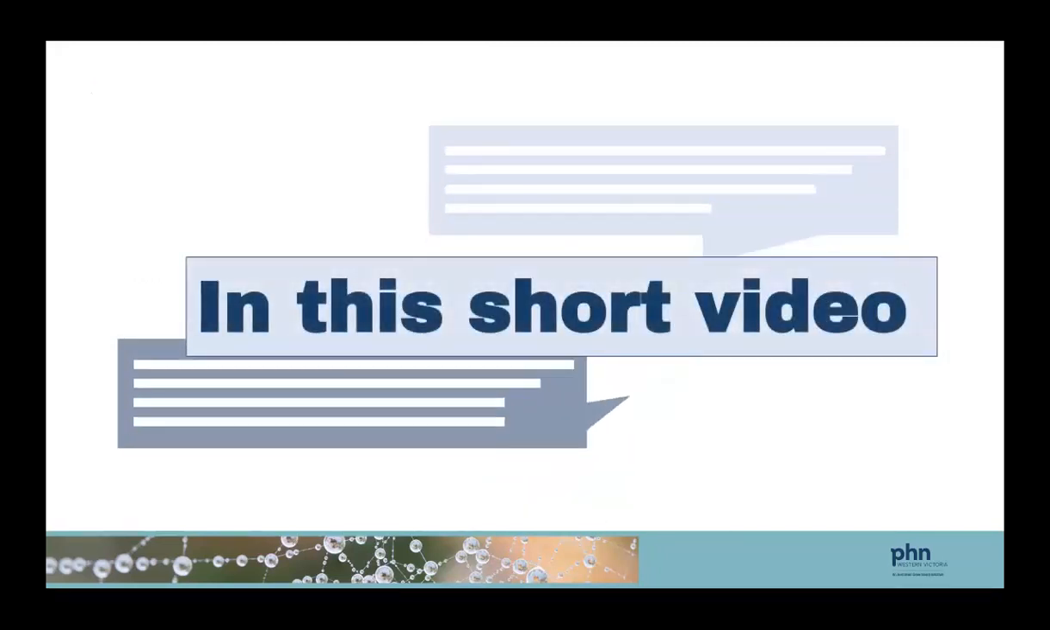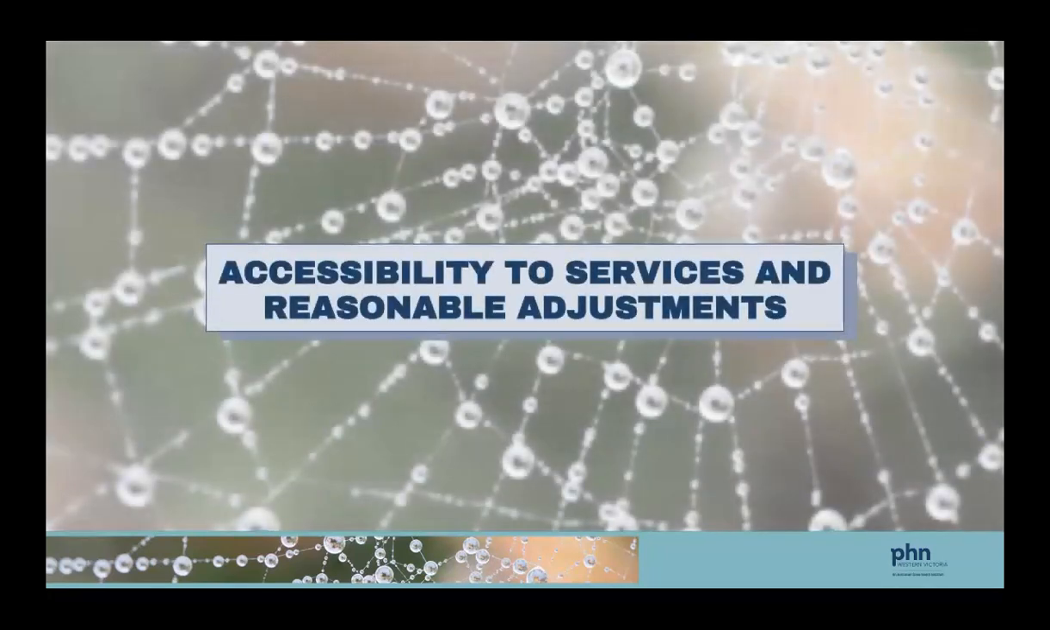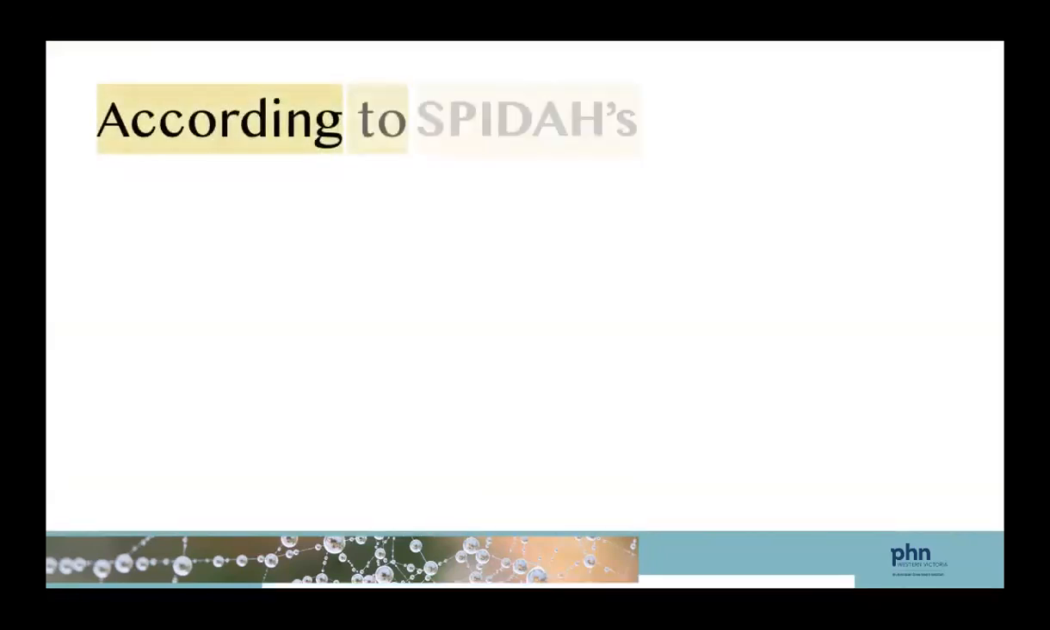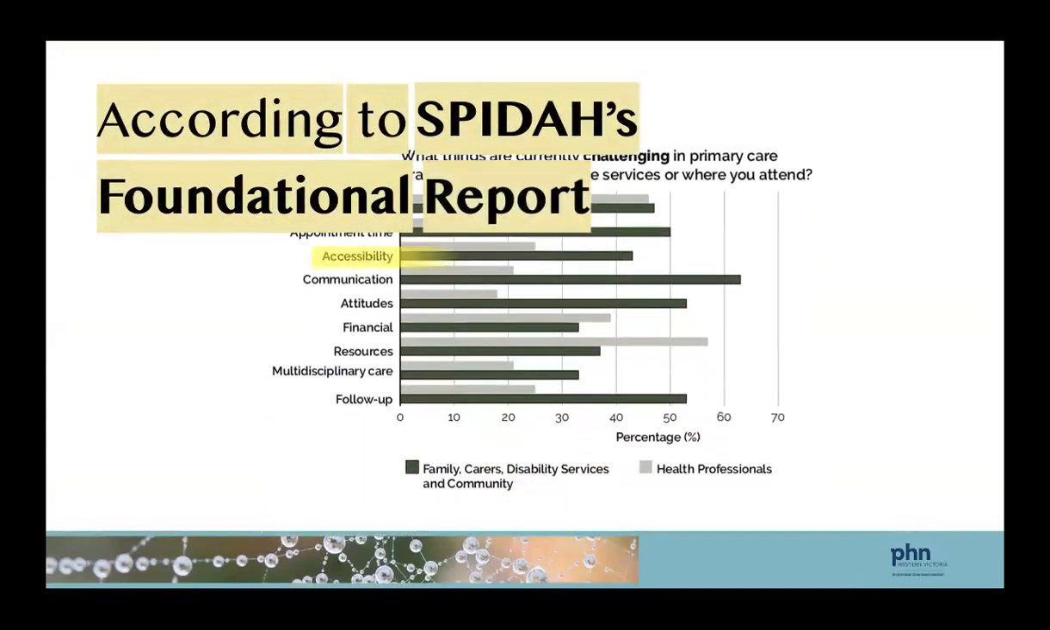This short video will first discuss accessibility services and reasonable adjustments, then the legal obligations around accessibility to services, and then making reasonable adjustments to create an inclusive healthcare. According to SPIDER's foundational report, accessibility of services has been one of the main challenging issues for not only family and carers, but also health professionals.